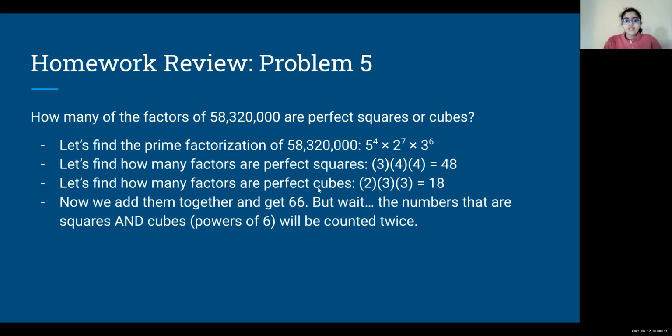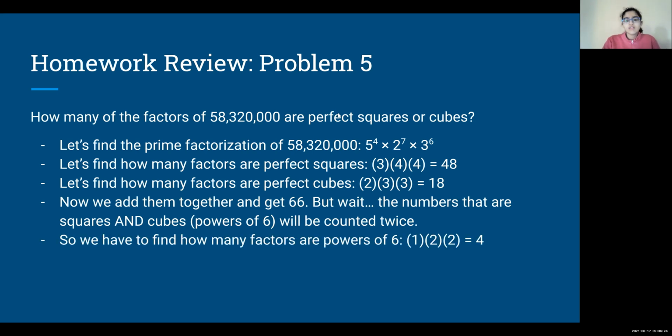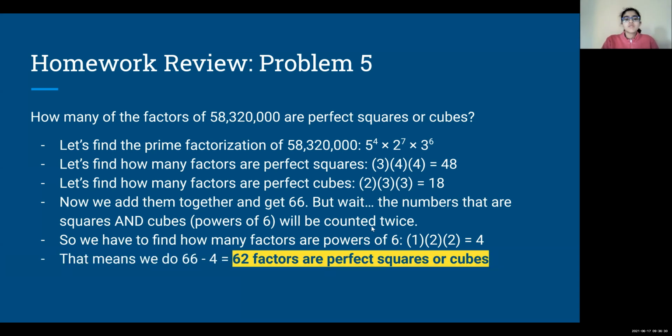So we add them together and get 66. But we have counted the powers of 6 twice because we count them in both the squares and the cubes. So we need to subtract how many powers of 6 there are. We find that it's 1 times 2 times 2, which is 4. And then we subtract 4 from 66, and we get 62 factors that are perfect squares or cubes.